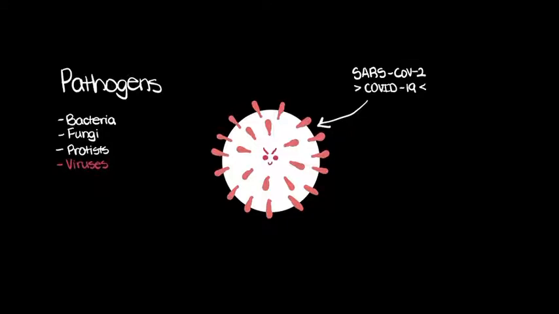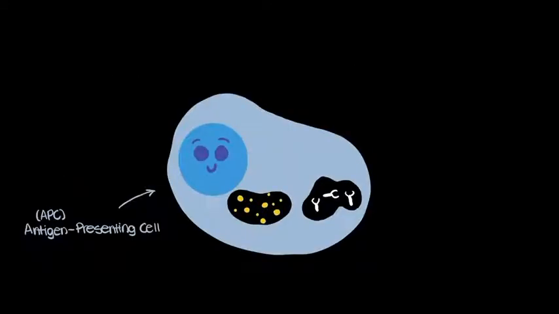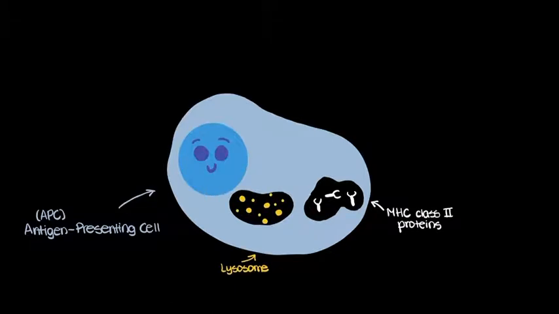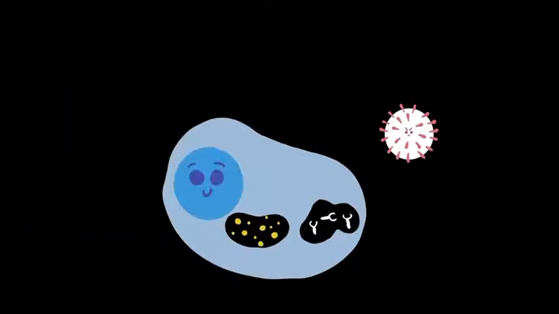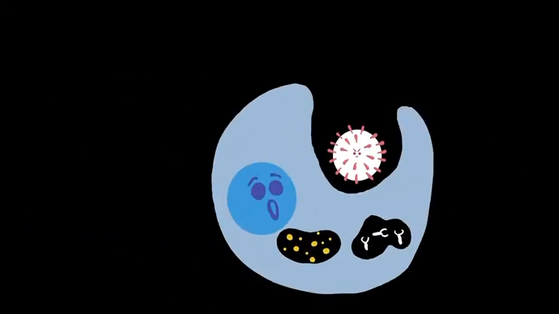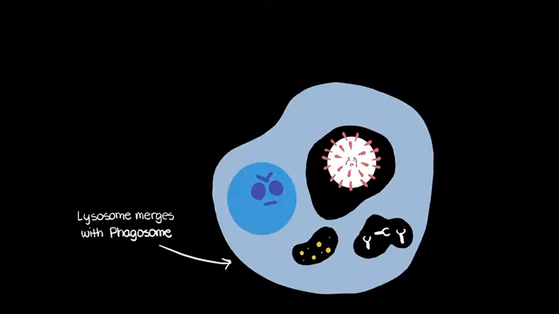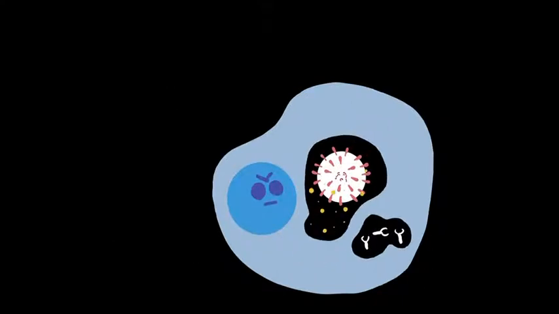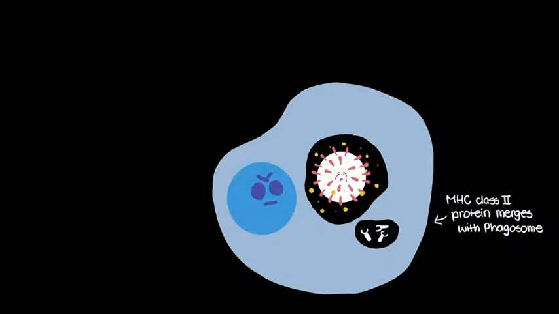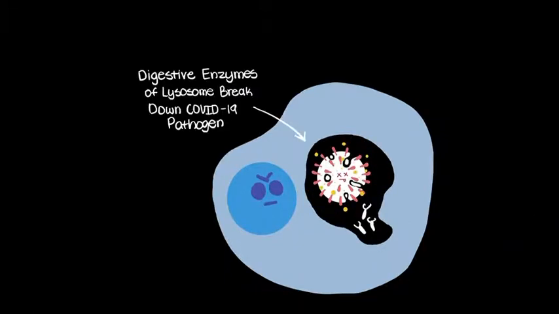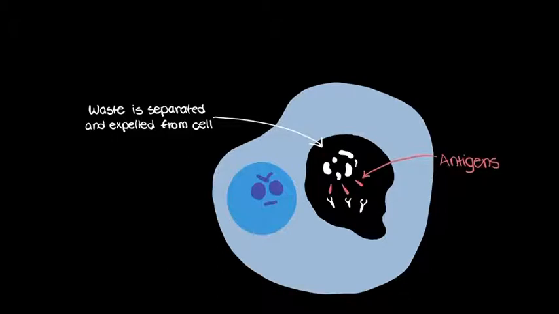To understand the humoral immune system, we must first describe the conditions that lead to humoral response. APCs are antigen-presenting cells. When they meet a pathogen, they absorb it through phagocytosis and then store it in a phagosome. The cell lysosome merges with the phagosome and begins breaking it down using its digestive enzymes. Its antigens are extracted and the waste is expelled from the cell.